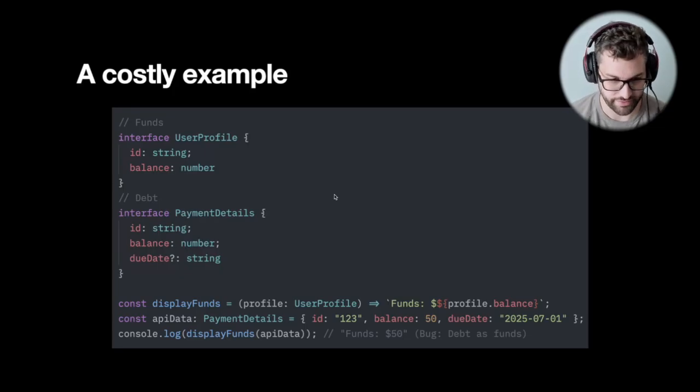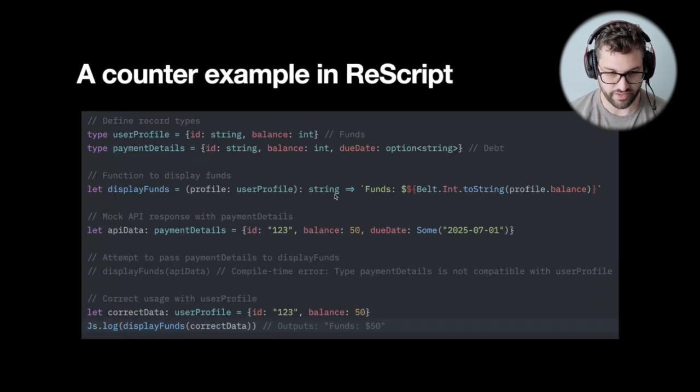Now let's take a look at a counterexample in ReScript. We have the same two types defined, user profile and payment details. We have a function to display the funds, and we have some mock API data. I've commented out the second to last stanza, but displayFunds on API data will not compile. There'll be a compile time error, and that's because the type payment details is fundamentally different than the user profile type. And so the last line we have the corrected example.